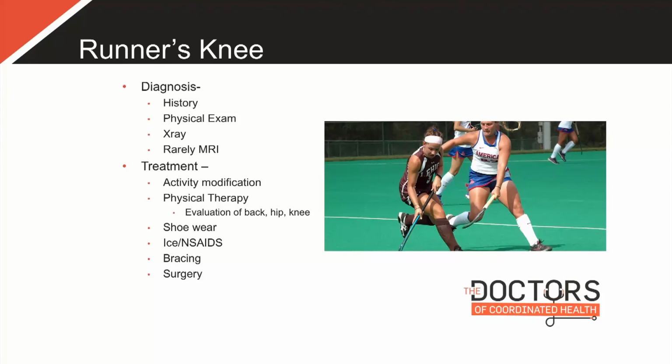Your story's usually pretty good. The physical exam's usually pretty easy. You have pain right on the edge of the kneecap and all the other exams are negative. An x-ray is helpful because it allows us to see the tracking of the kneecap in the groove. We usually do not need an MRI for this. Usually an MRI is not super helpful for this.